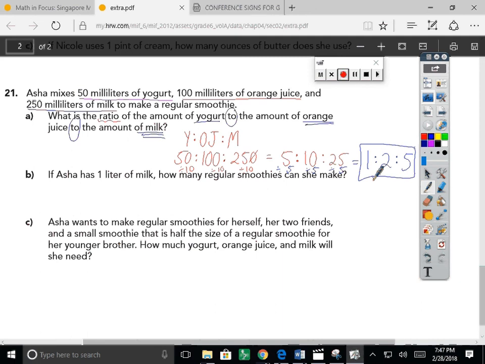Part B, Asha's going to use 1 liter of milk. Oh my gosh, Asha, why are you going to change units on us? She's going to use 1 liter of milk, it says. How many regular smoothies can she make? So 1 liter of milk. This is different. Up here we've been talking about milliliters, milliliters, milliliters.